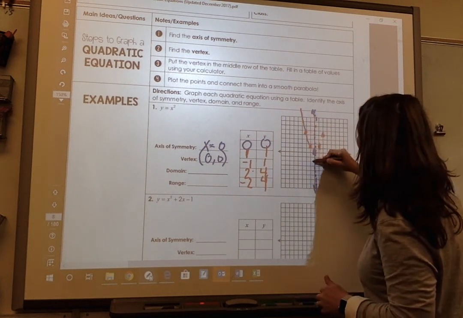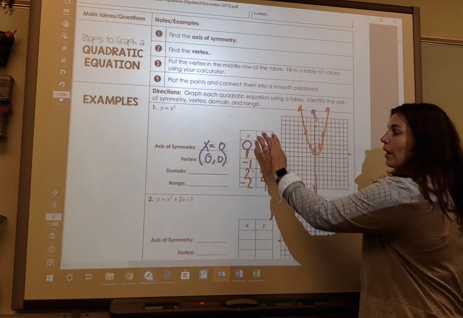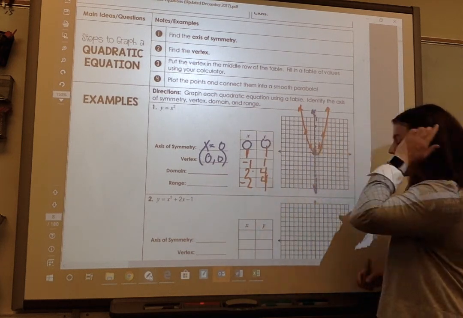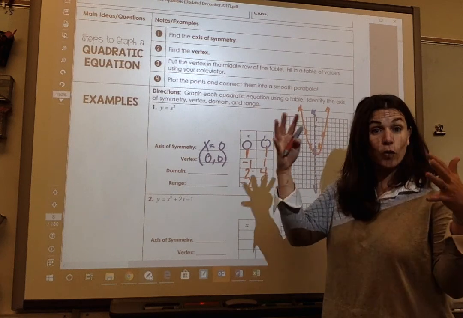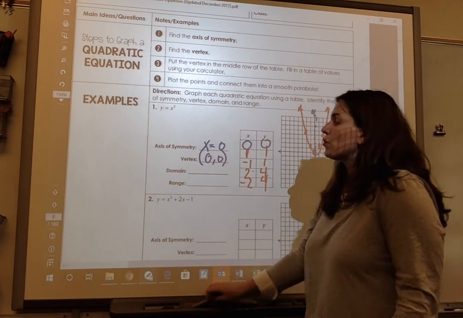And so when I sketch it, now I have points. So I filled in my table of values, I sketched it, I didn't sketch it, I graphed it now. Before I was sketching, now I graphed it. And now I'm going to answer some questions.